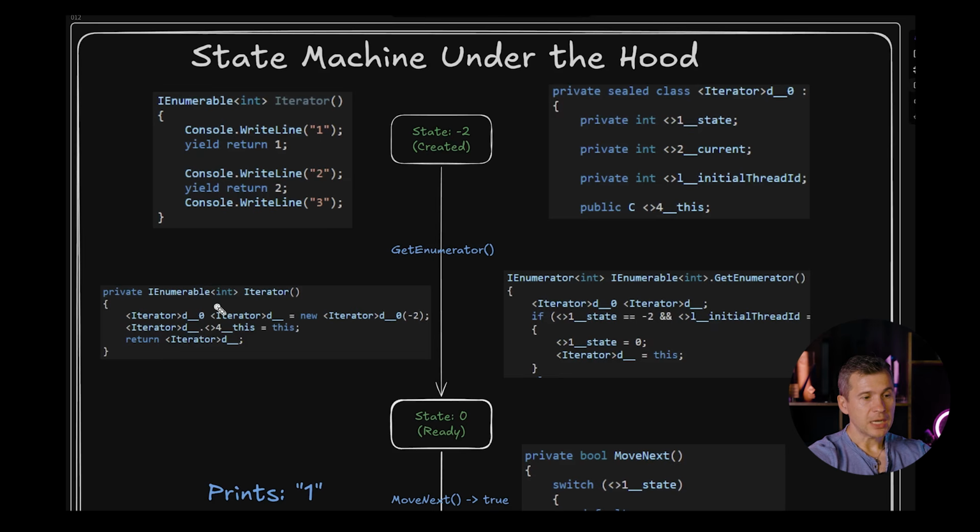And here we can see how the iterator method is translated by the compiler. Now it doesn't have any of the code that we saw before. Instead, it creates this generated state machine and passes -2 as the current state. So our original state is -2. And when we call GetEnumerator to consume this sequence, this is the place where the state changes from -2 to 0. It has a few extra checks, like checking if the current thread is the thread that created the state machine, but we can ignore this information. At this point, we got the enumerator, but nothing from our code was ever executed.